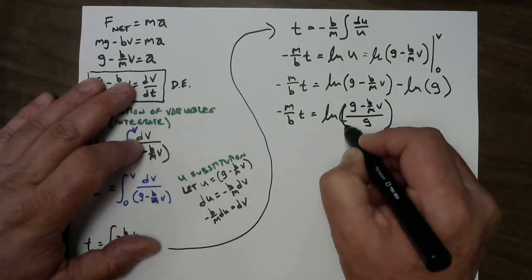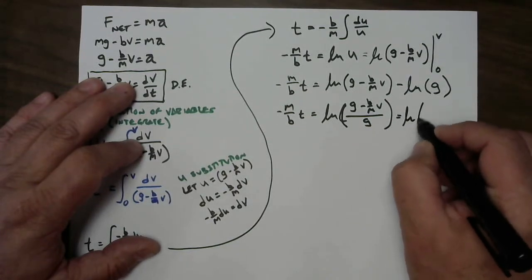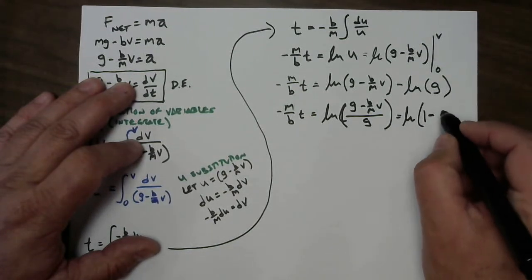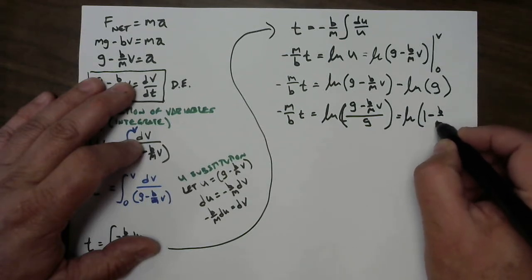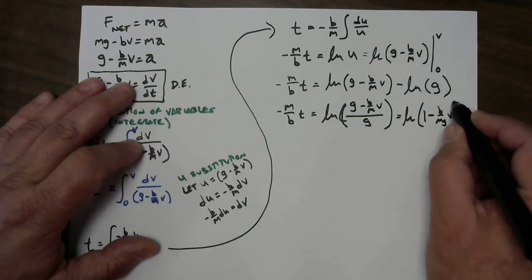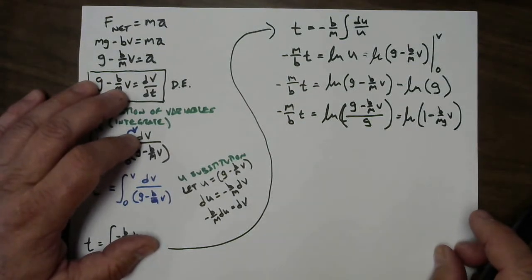I should have made this one a little longer. And this actually can be simplified into 1 minus b over mgv. Okay, looking pretty darn good right there.